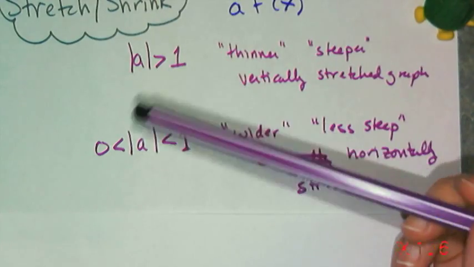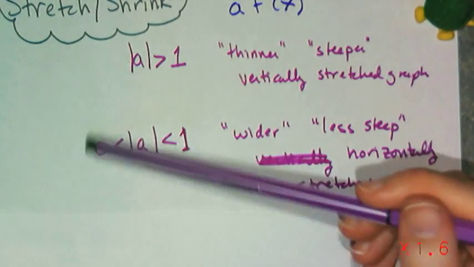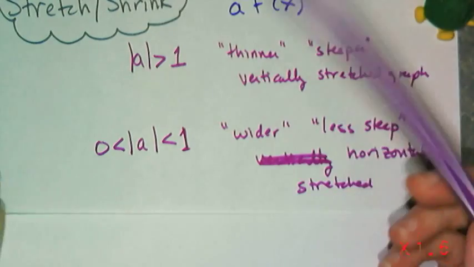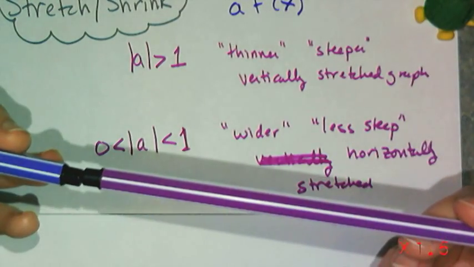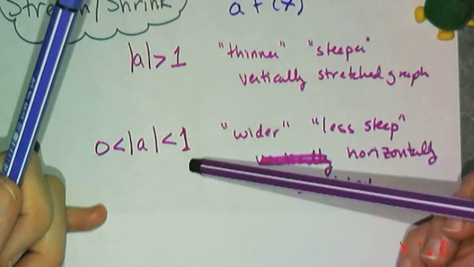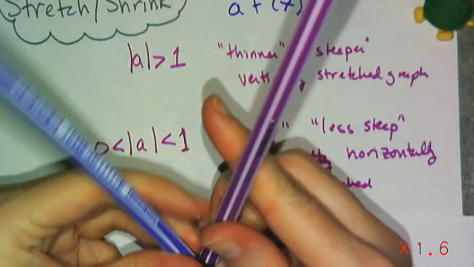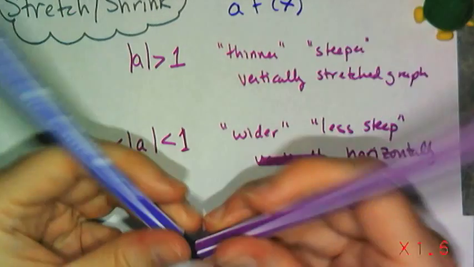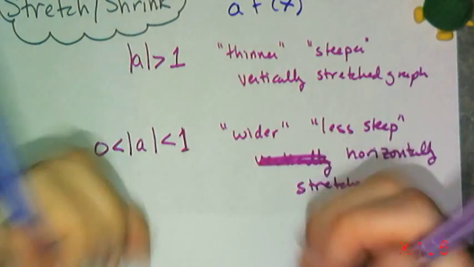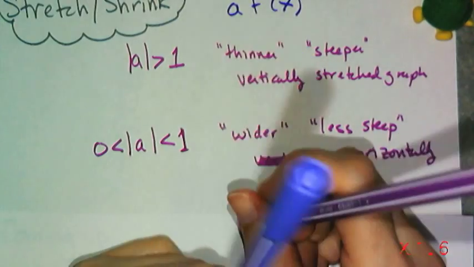And the way I always remembered the endpoints was that if I multiply a function by 0, the function's gone and it's just a horizontal line. And if I multiply it by 1, it's the exact same graph. So in between exact same graph and horizontal line, I get something that's wider or horizontally stretched.